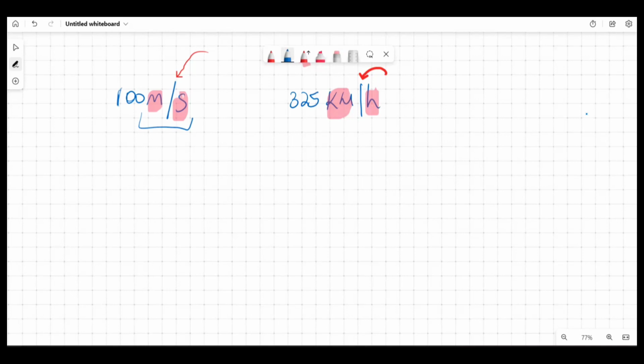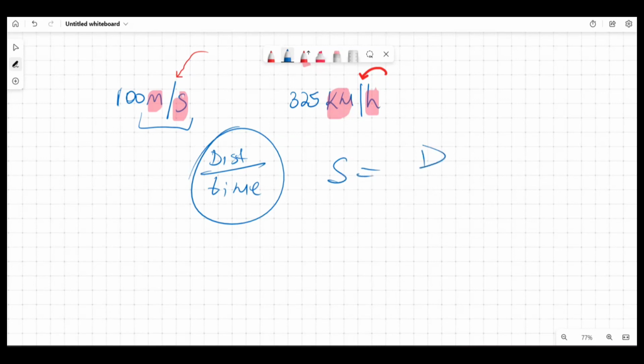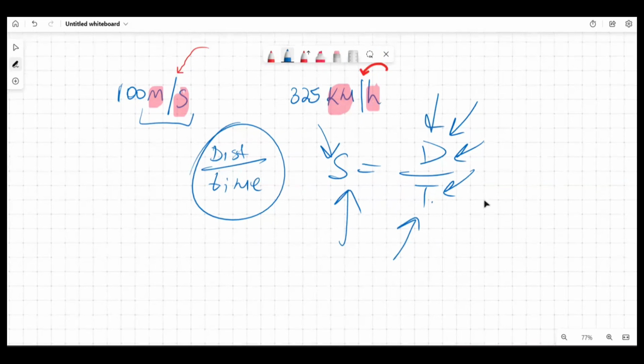So meter is a distance and it's at the top, slash time, second is a time. This is what we're saying. That's average speed. So if I know then that speed is equal to distance over time, if they give me distance and speed, I can find time. If they give me distance and time, I can find speed. If they give me speed and time, I can find distance. So you're able to manipulate this to do what you want.